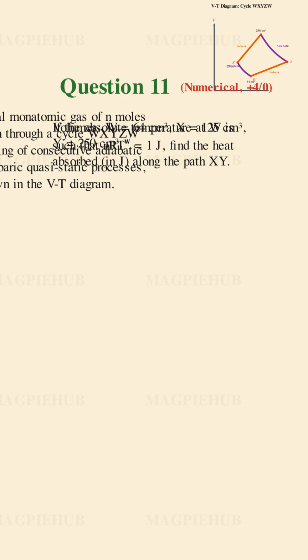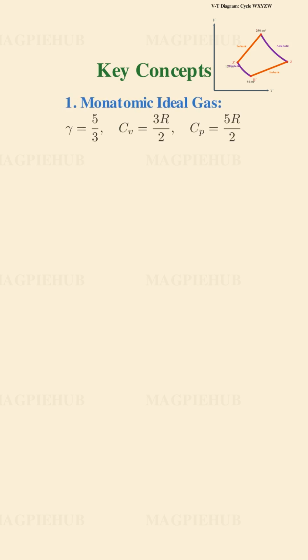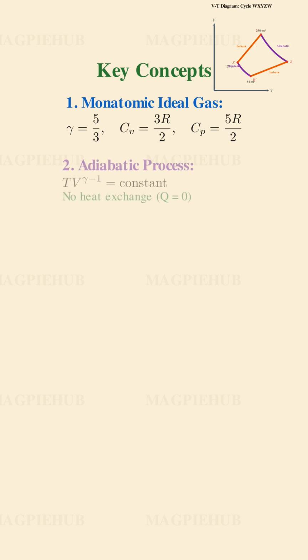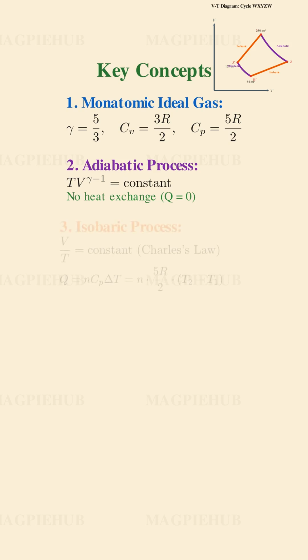This is a numerical answer type question with +4 marks and no negative marking. Let us recall the key concepts needed for this problem. First, for a monatomic ideal gas, gamma equals 5/3, Cv equals 3R/2, and Cp equals 5R/2. Second, for an adiabatic process, T times V raised to gamma minus 1 is a constant. Here gamma minus 1 equals 2 over 3.